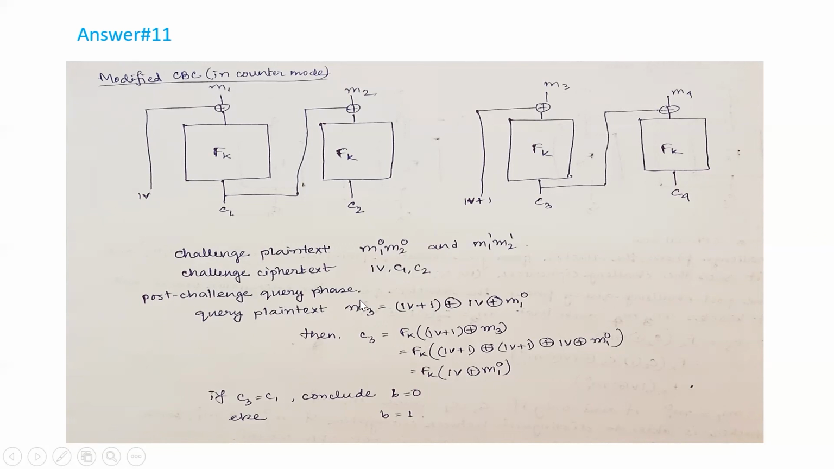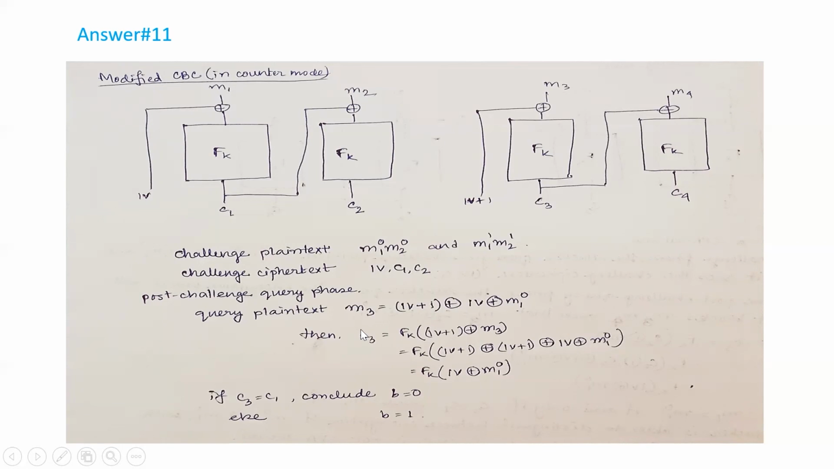Now, in the post-challenge query case, the adversary can simply query with plaintext M3, M4, where the first block of message M3 has this structure, which is IB plus 1. As you can see, the adversary can already see the value of IB from the challenge ciphertext. It can compute IB plus 1, XORed with IB, XORed with M10. This value is also known to the adversary.